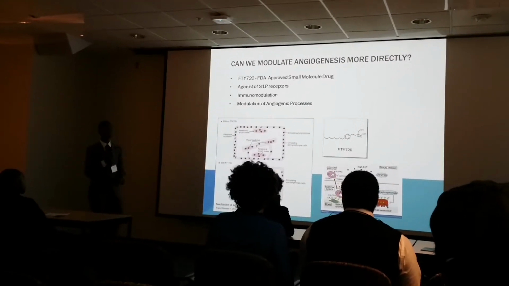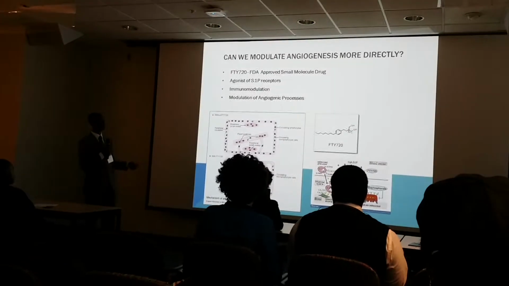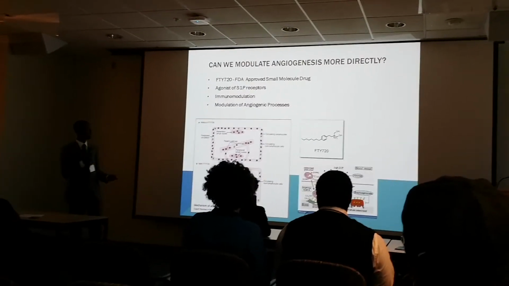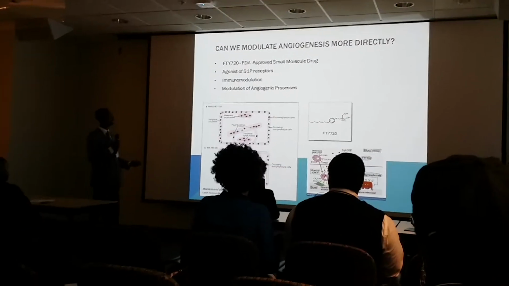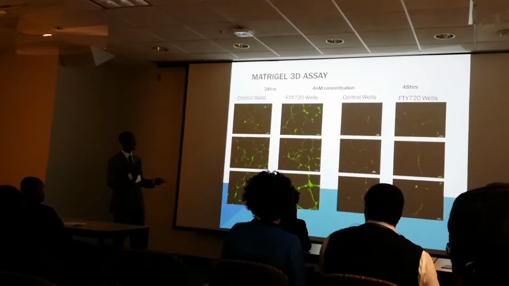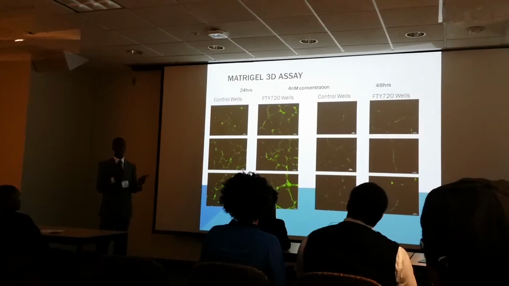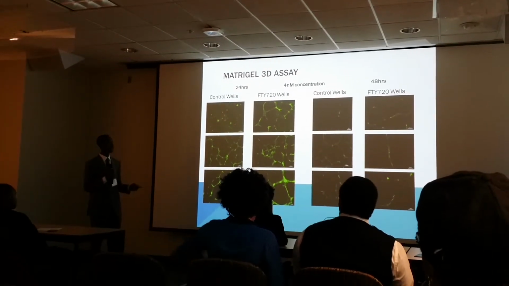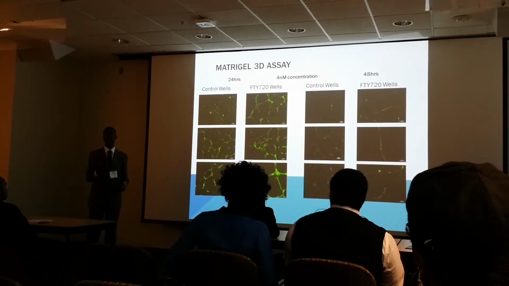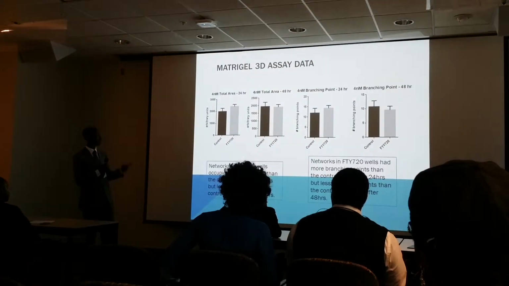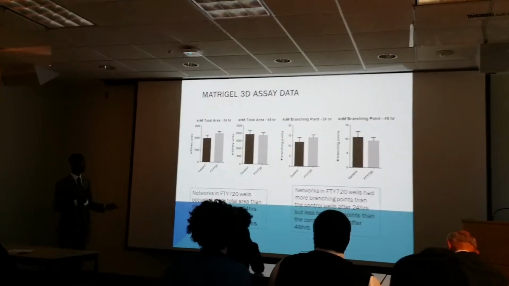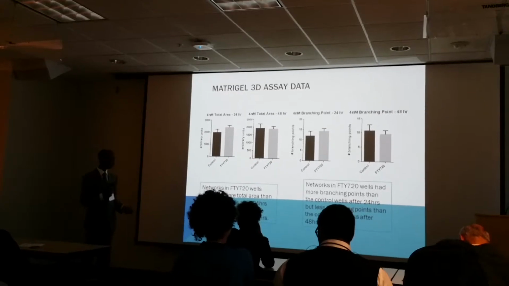When talking about recapitulating the effects, this is FTY720, a small molecule drug. It's known to perform immunomodulation, and it's an agonist of S1P receptor. In the matrix gel assay, this is how the images look. I did 2 different concentrations, 4 nanomolar and 12.5 nanomolar, to see whether they're dose dependent or need to be at an optimal concentration.